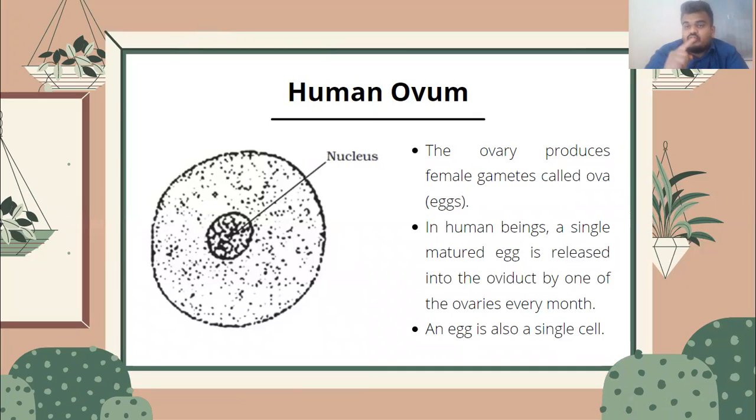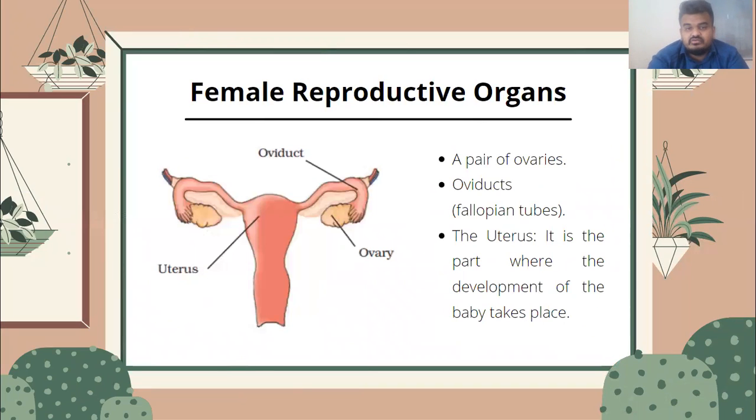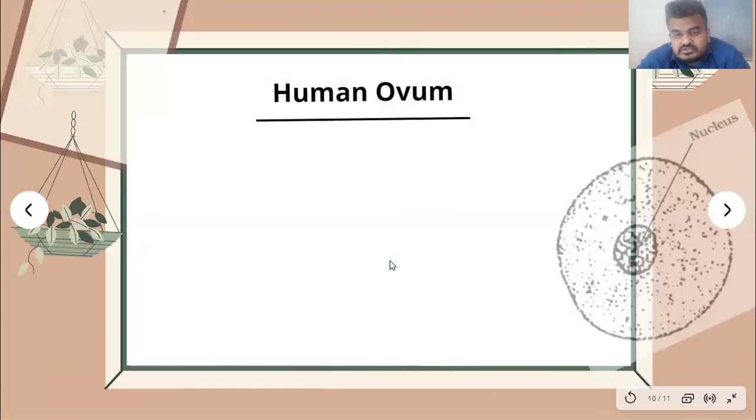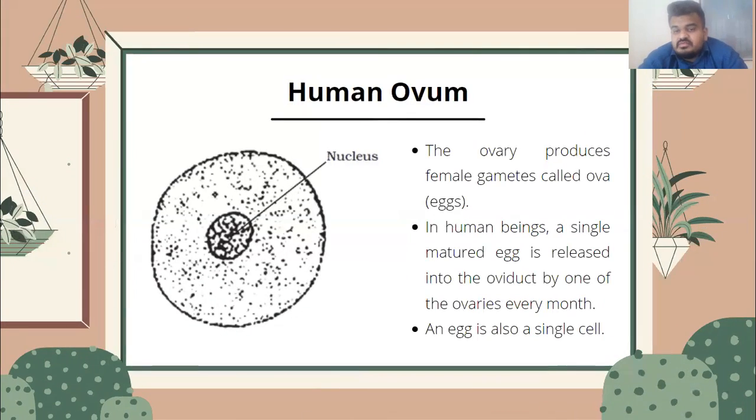From the ovary to the oviducts, and the oviducts to the uterus. Take a look here once again. The ova or eggs are produced here in the ovary, and through the oviduct they go to the uterus. So in human beings, a single matured egg is released into the oviduct by one of the ovaries every month.